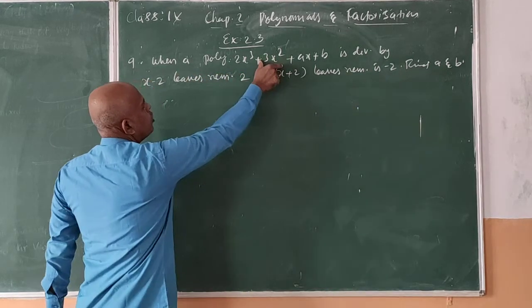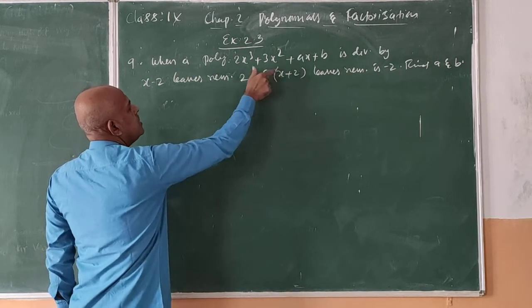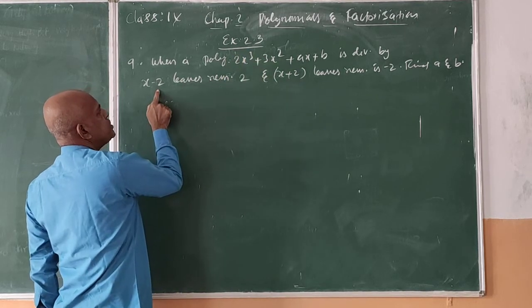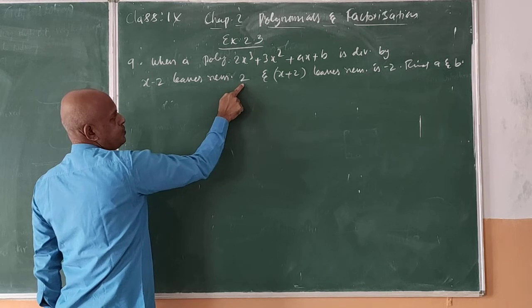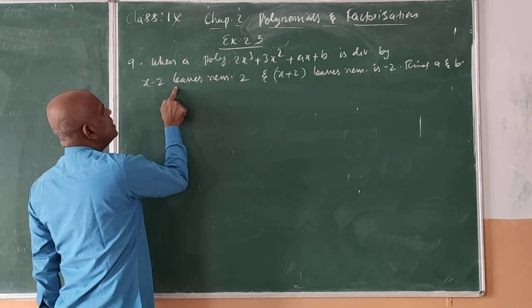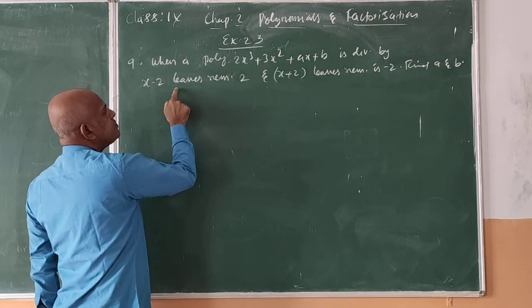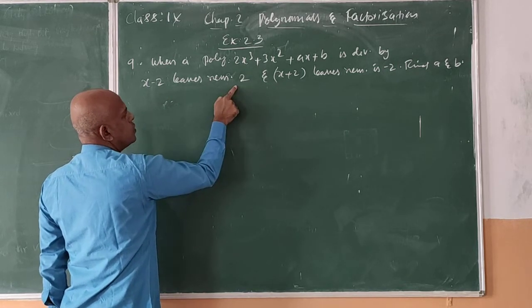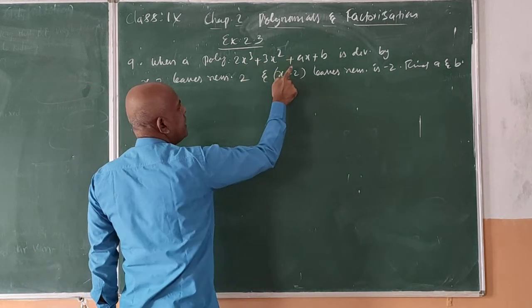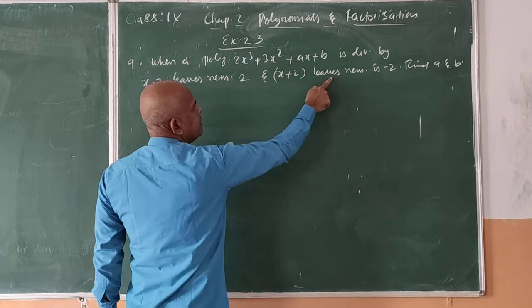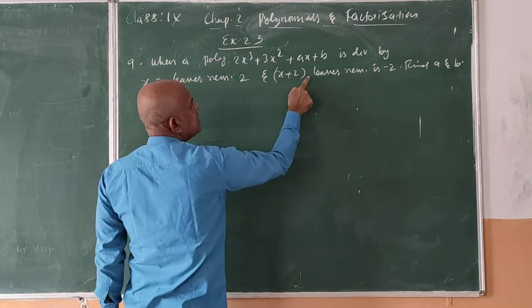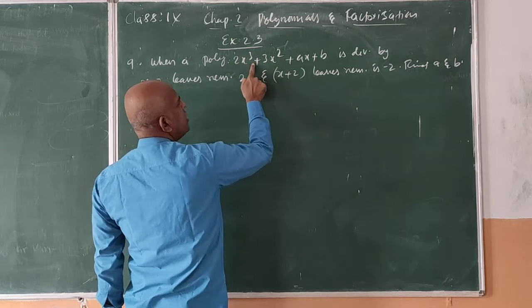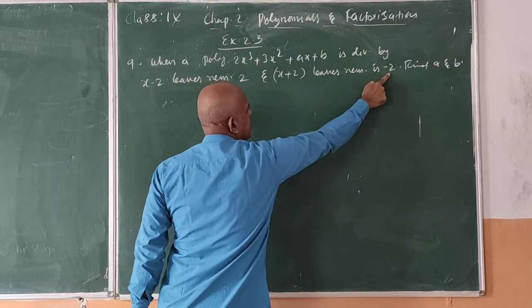Here one polynomial is given, divided by two polynomials. When the given polynomial is divided by x minus 2, the remainder is 2. This means x minus 2 is equal to 0, so x is equal to 2. If it is p of x, then p of 2 is equal to 2. And when p of x is divided by x plus 2, it leaves remainder minus 2. x plus 2 is equal to 0, so x is equal to minus 2. Then p of minus 2 is equal to minus 2. That is the meaning here.